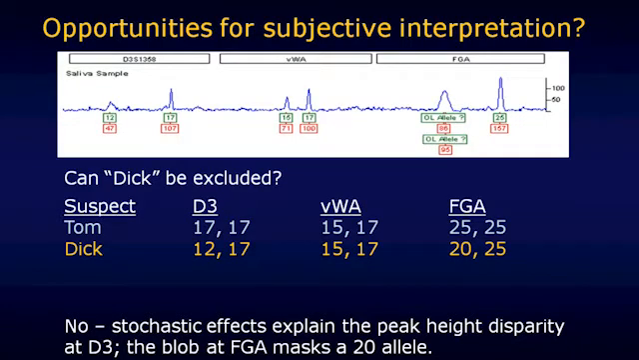The 12 may simply be a manifestation of the small amount of starting material that we have, and the 20 at the FGA locus could be masked by that blob. So, I think at this point you can appreciate that something interesting is going on. We have two people, Tom and Dick, both with different DNA profiles, and yet arguments could be made such that both of them could be included as possible contributors to this unchanged evidence sample. How much worse could it get?